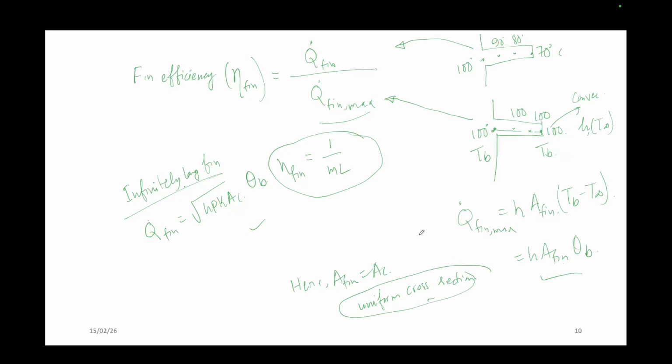So why I always suggest students remember this fin efficiency formula, not that formula, is because students often get confused. If the cross section area is varying, in that case this formula is not valid. This formula is only valid when the area of the fin and the area of the base are the same. So please remember this formula only. Okay, so I am moving to the fin effectiveness.